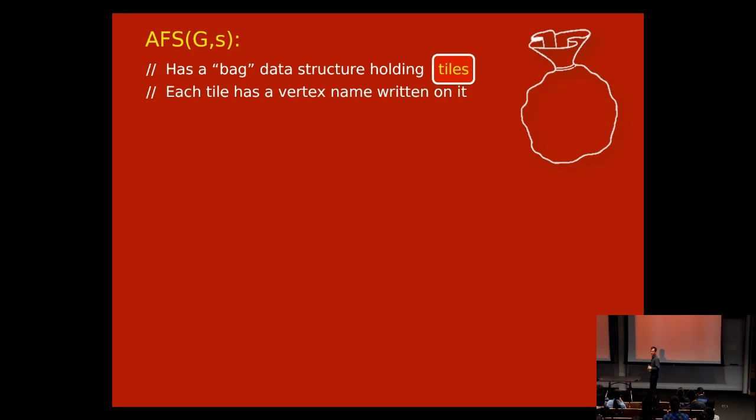Okay, so now I'm actually going to show you the pseudocode for the algorithm. And let me start by saying this is a comment. It uses some kind of data structure. This is not a class about data structures. It's a class about great theoretical ideas. So we won't get too much into it. But just imagine you have some kind of data structure called a bag. And we're going to put things called tiles into it. And the tiles are going to have the names of vertices written on them. You might implement this in an algorithm with an array or something, but let's just think of it as a bag for now.